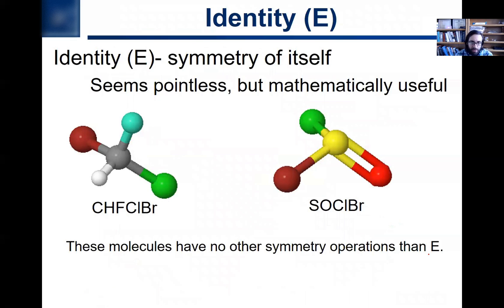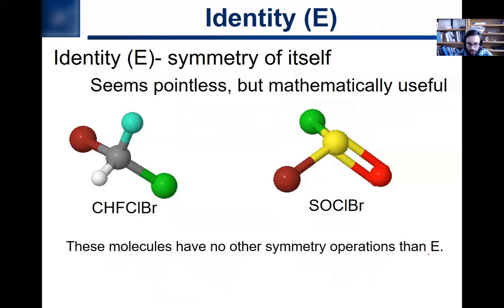The last symmetry element is called identity. We give this the expression E. This is the symmetry of itself. This seems fairly pointless. Like, yeah, of course, everything has a symmetry of itself, and that's true. But it turns out to be very mathematically useful, and you'll see why later on. But yeah, this is giving E identity.